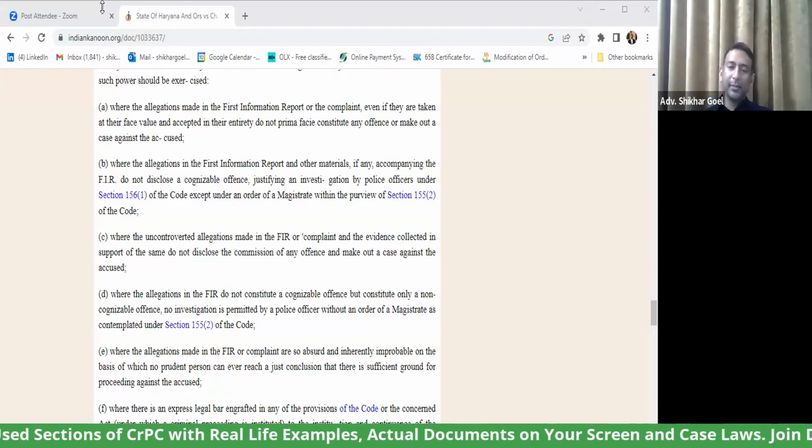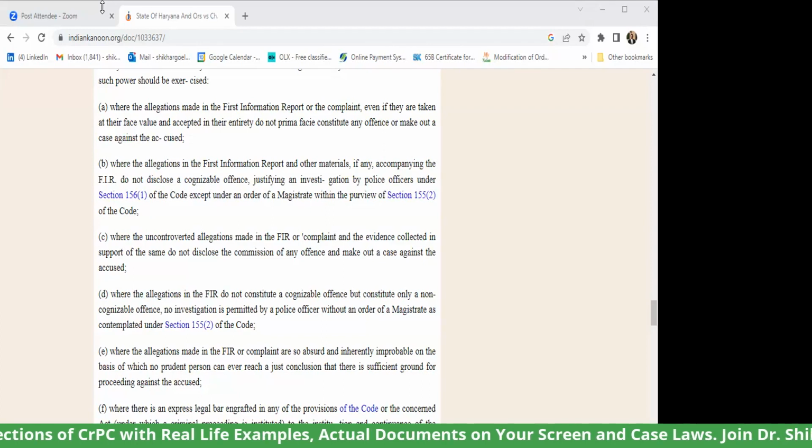Okay. Point B, where the allegations in the first information report and other materials, if any, accompanying the FIR do not disclose a cognizable offense, justifying an investigation by police officers under Section 156, subsection 1 of the Code, or except under an order of a magistrate within the purview of Section 155.